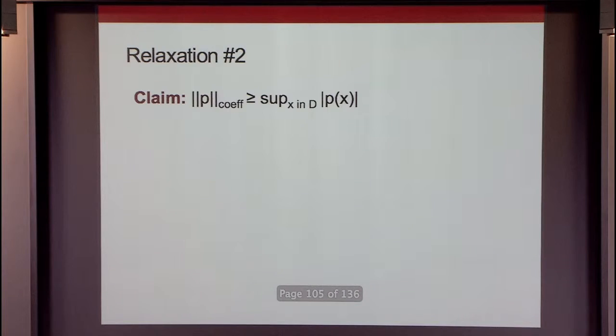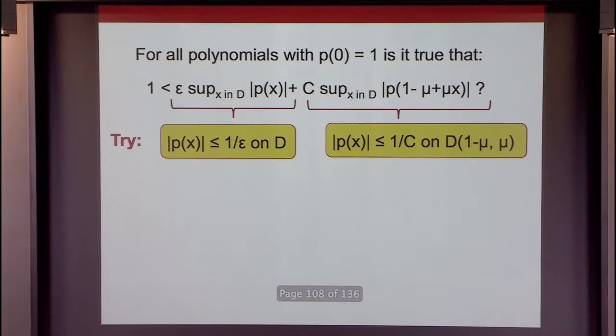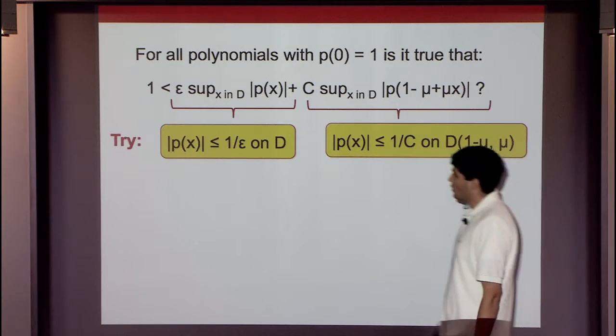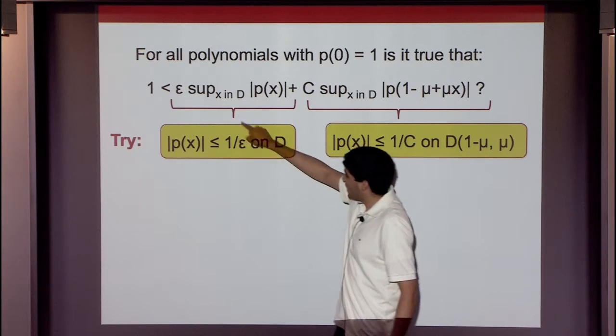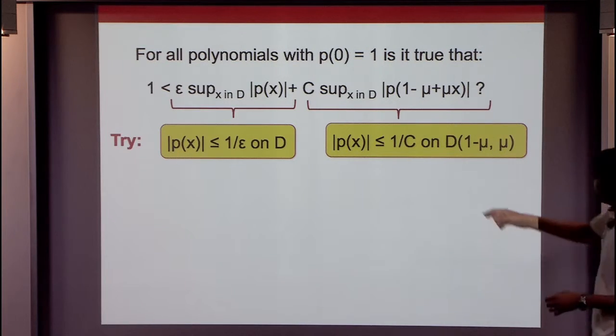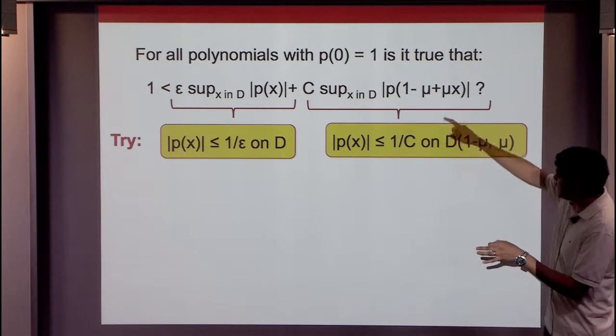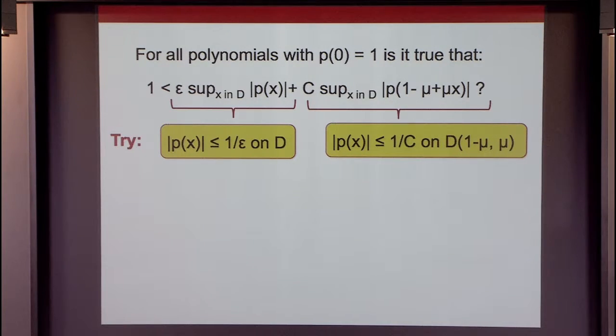So this gives us a new question. Well, we ask instead, let me just phrase it this way. We have our polynomial, which is 1 at the origin, but now it has to be at most 1 over epsilon on the entire complex disk. And this new disk right here, centered at 1 minus mu, it has to be really tiny there. So the question I asked earlier was just a slice through this.